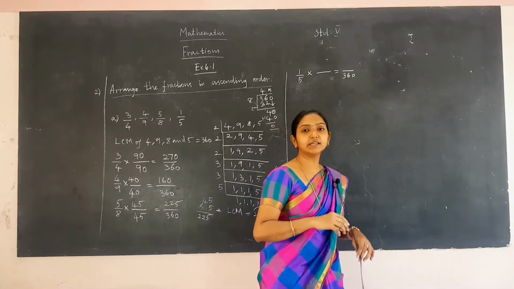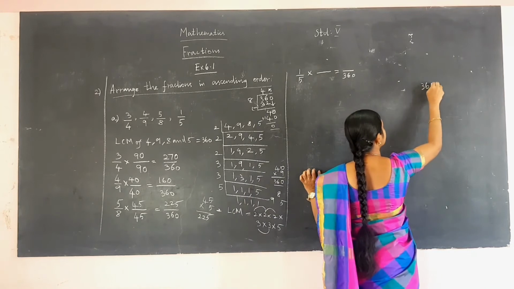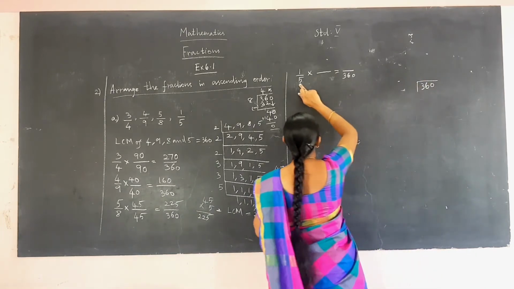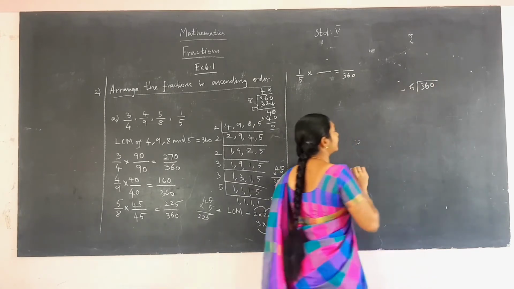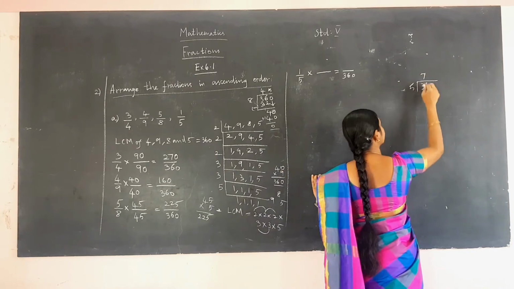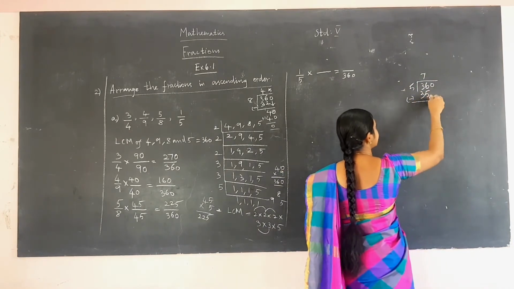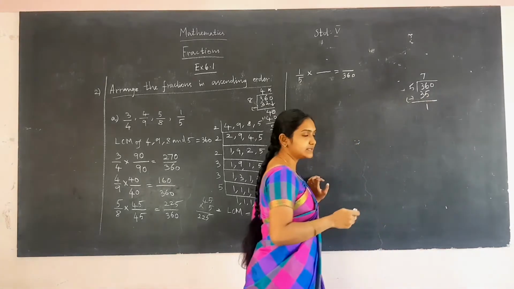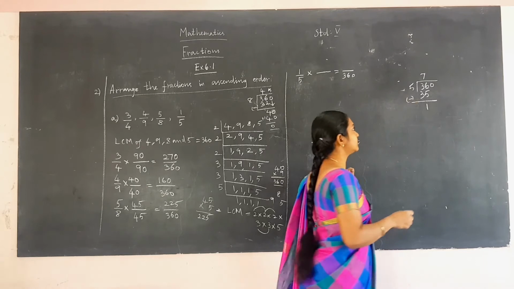If we can't find that number, we have to divide 360 by this number. In the denominator, we have 5. 7 5s are 35. Subtract. 6 minus 5 is 1. 3 minus 3 is 0. 1 is smaller than 5, so we cannot divide. So bring down the 0.